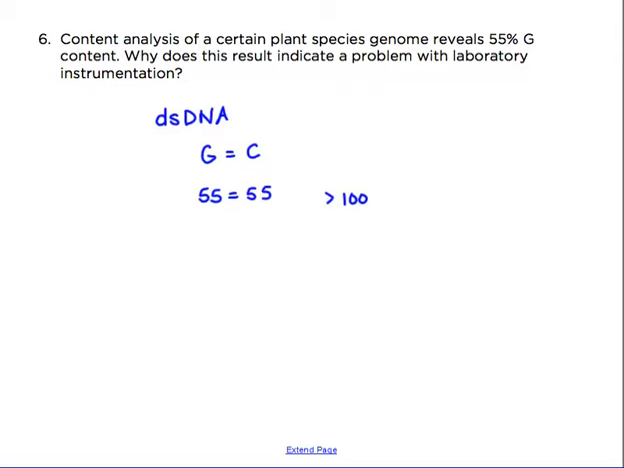If it said that G is 50%, it may be possible. I mean, it's kind of unlikely that an entire genome would just be G's and C's, but it is possible. So the reason that this indicates a problem is because it is more than 50%, which means that the total content is more than 100.